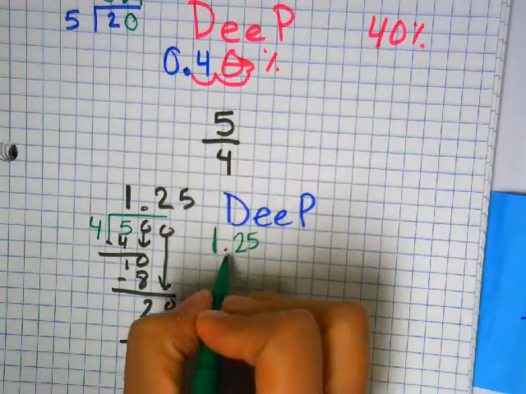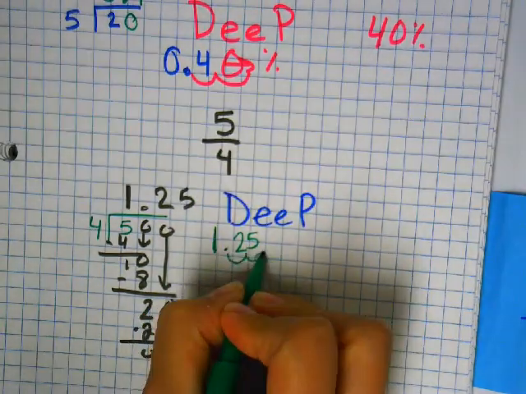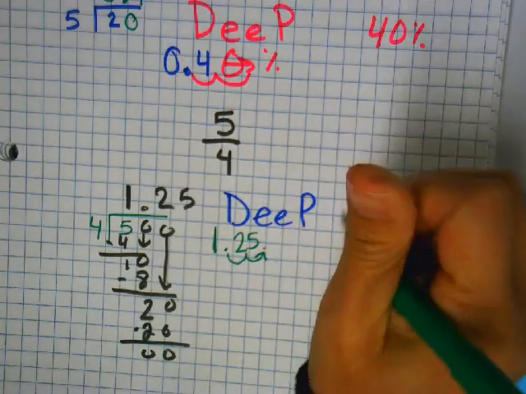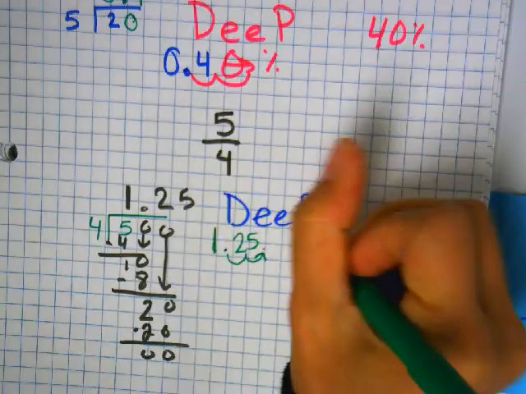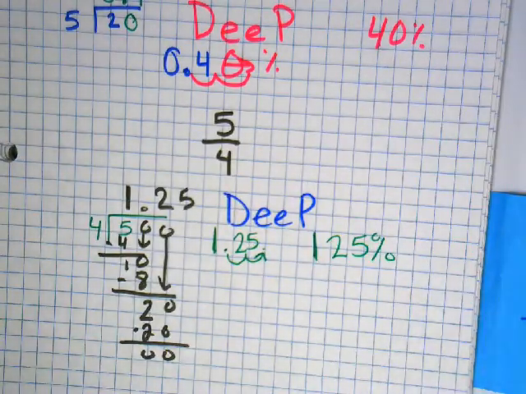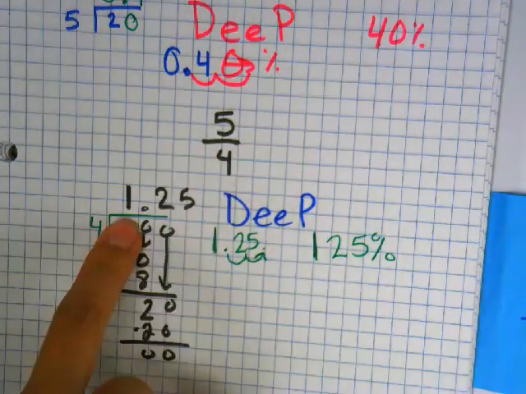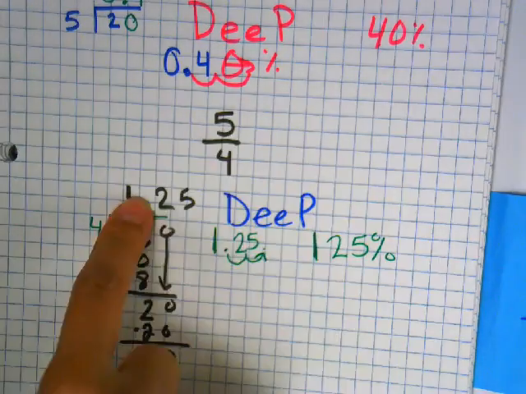So here's my decimal. I move it twice. 1, 2. Now my decimal's in the back. So that would mean my percent is 125%. So the fraction, the decimal, the percent. Fraction, decimal, percent.